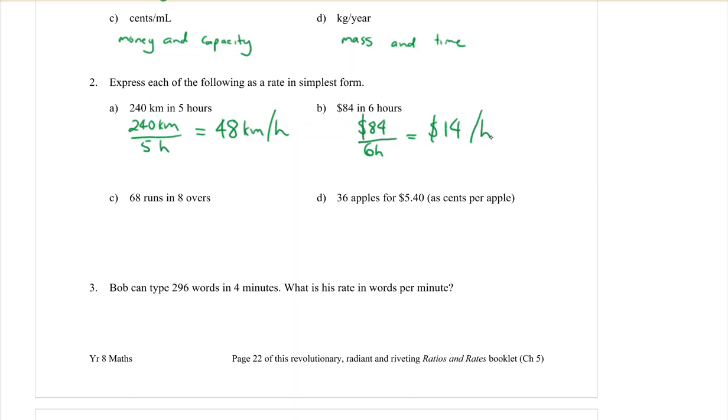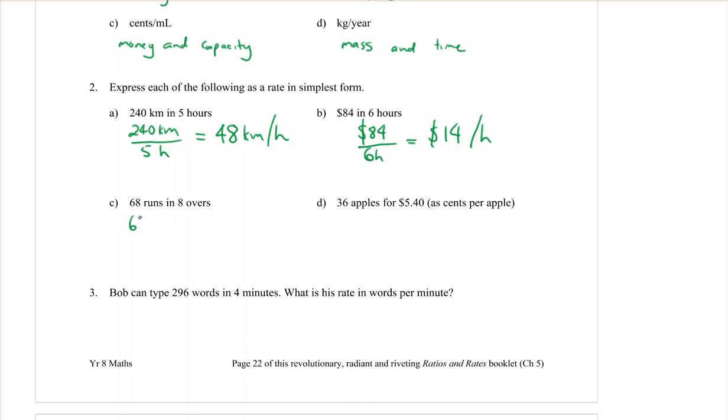C, we're playing cricket now, and we are doing 68 runs in 8 overs. So 68 runs is going to go on the top, and 8 overs, 68 divided by 8 is 8.5 runs on the top per overs, which is on the bottom. That's pretty good, right? 8.5 runs per over. Is that pretty high? I don't know. Don't really play cricket either, but anyway.